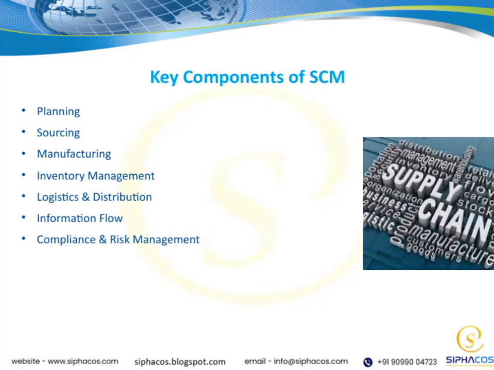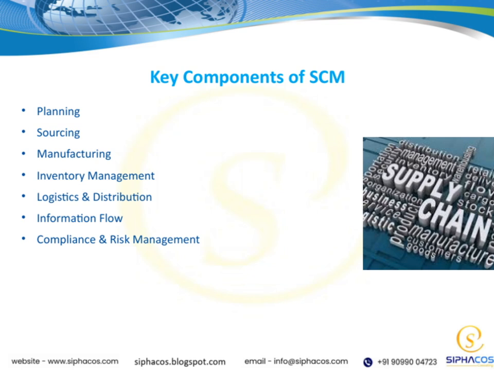Let's take a look at the key components of supply chain management, or SCM. First, we have planning, which is all about forecasting demand, aligning resources, and setting strategic goals to ensure everything runs smoothly. Next is sourcing, where we identify and select suppliers, negotiate contracts, and ensure the materials or products are available when needed.